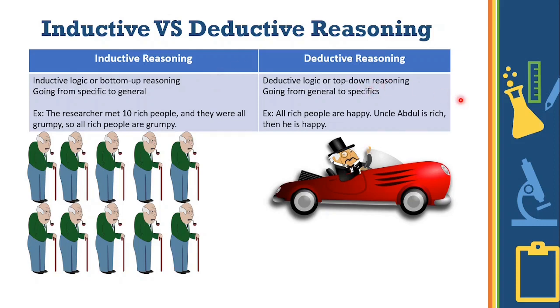In deductive reasoning, again, you start by looking at a general theory, at a generalization, then you break those generalizations into smaller specifics, and then you analyze those specifics based on that generalization.